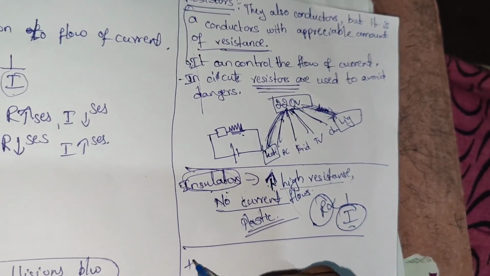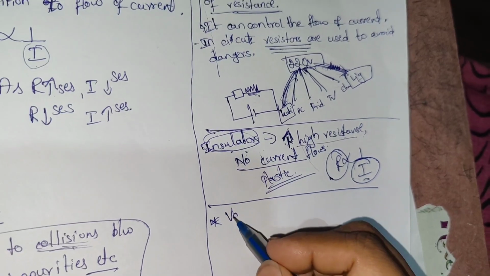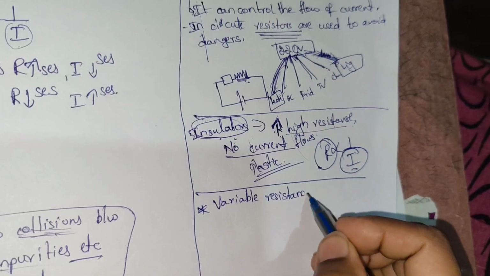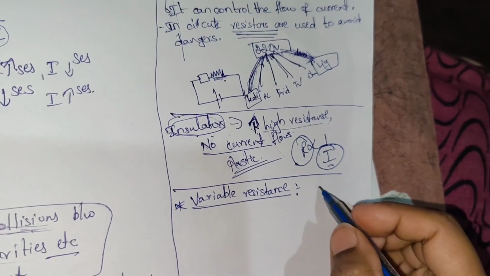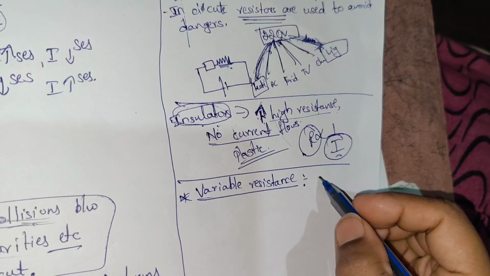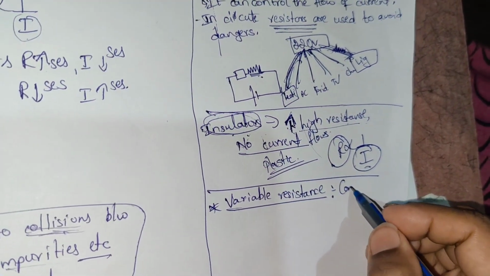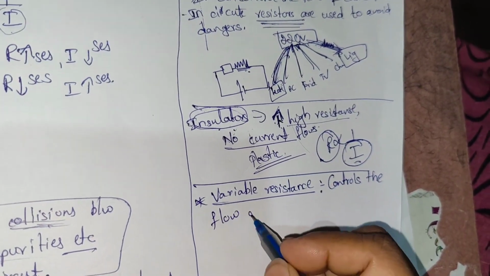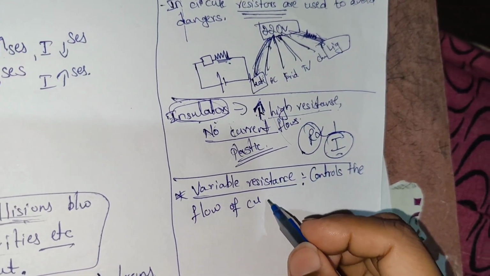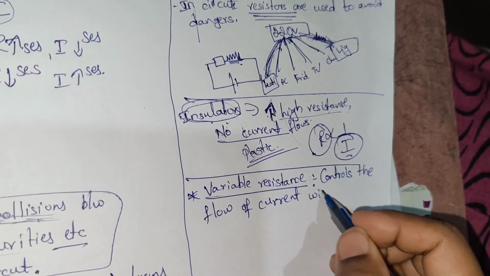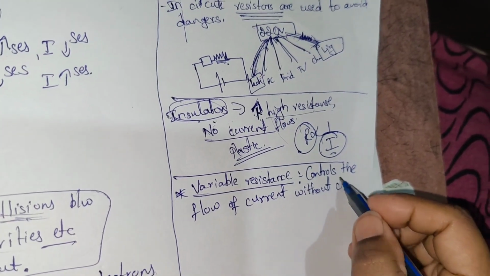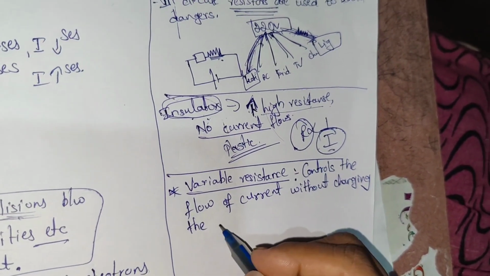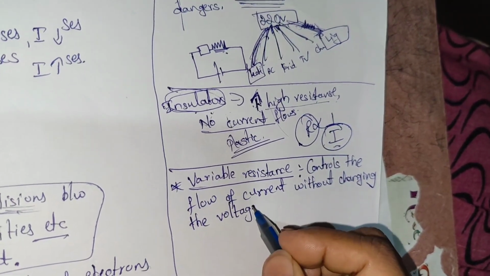So next one is variable resistance. What do you mean by variable resistance, children? Variable resistance means it controls the flow of current without changing voltage or potential difference. So it controls the flow of current without changing what? Without changing voltage. These important definitions, children, you want to learn, so you can understand the concept and learn it easily. Without changing the voltage is known as variable resistance.